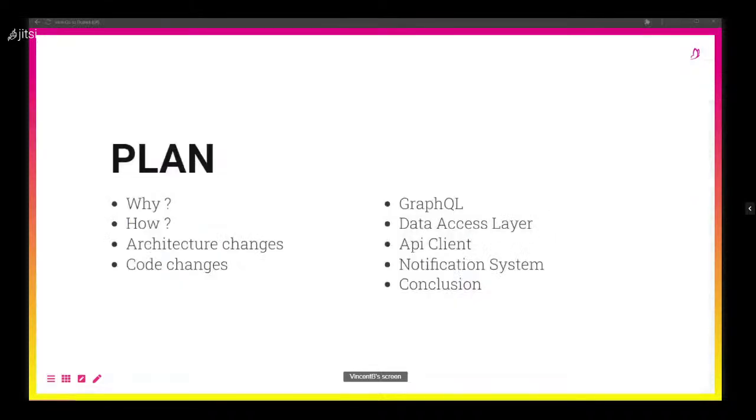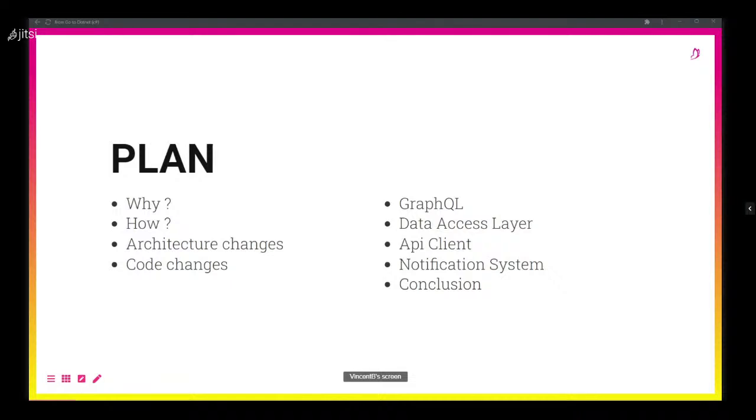Okay, so here's the plan. I'm going to start with why we chose to migrate, how we have done this, and what the changes are for the architecture and also for the code. After that I will detail some components: the GraphQL we use, the data access layer, the API client, and the notification system. Then I will conclude. And don't forget, after all that, you can come up in the room and ask any question.